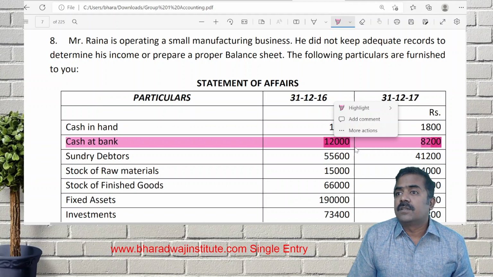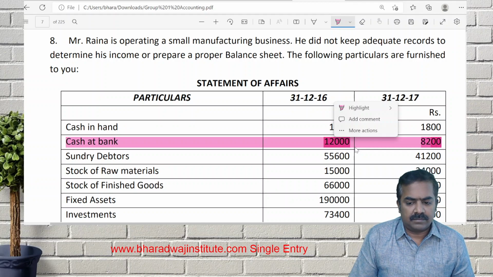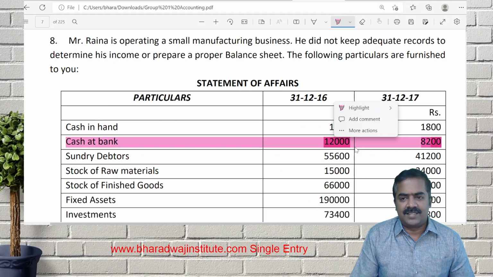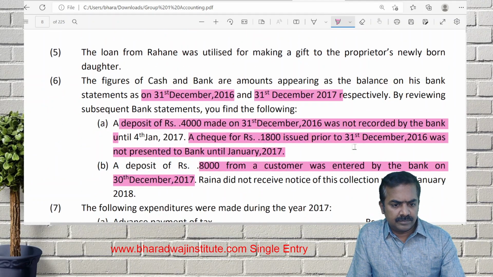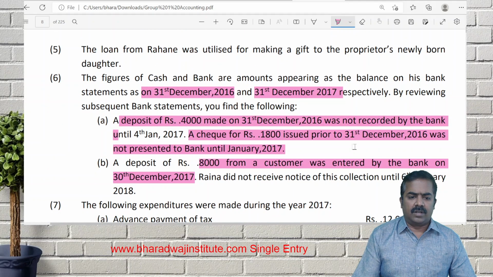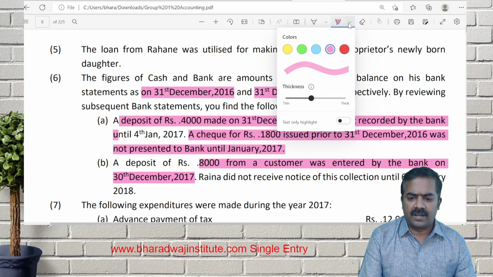Opening balance alone. Okay, we'll see. Look at this, this is the most important line that you would have missed to read.